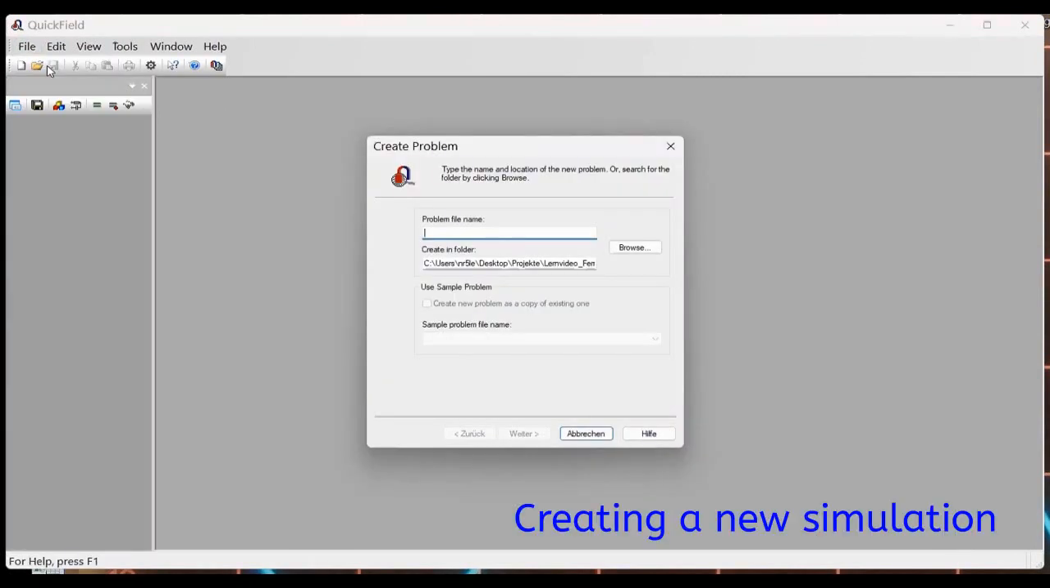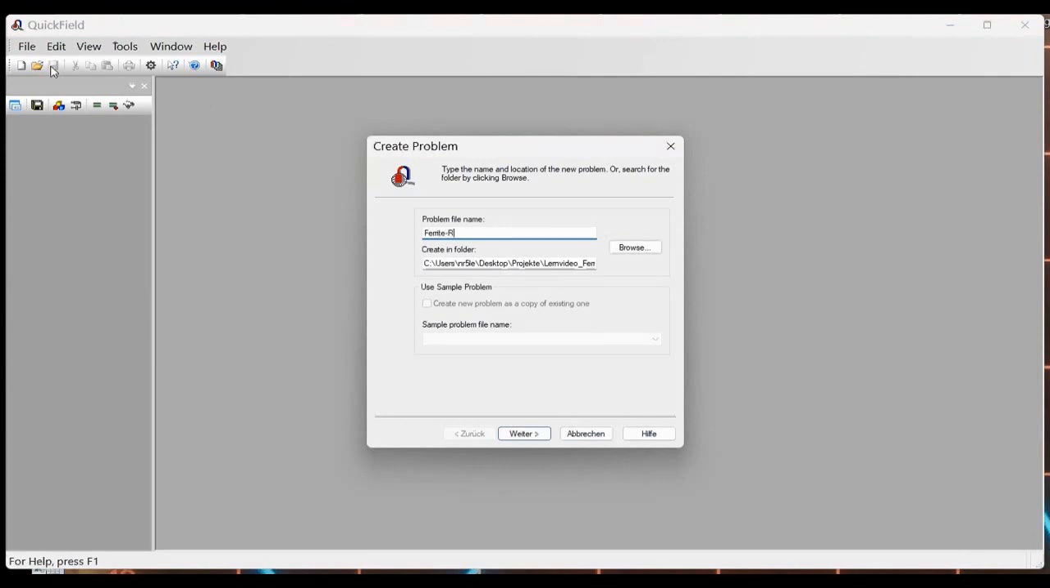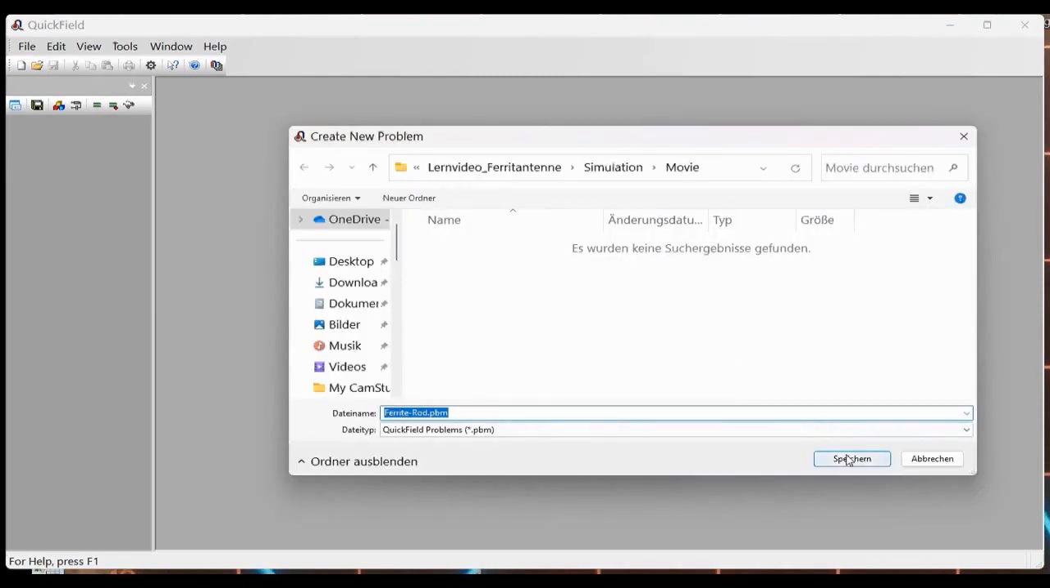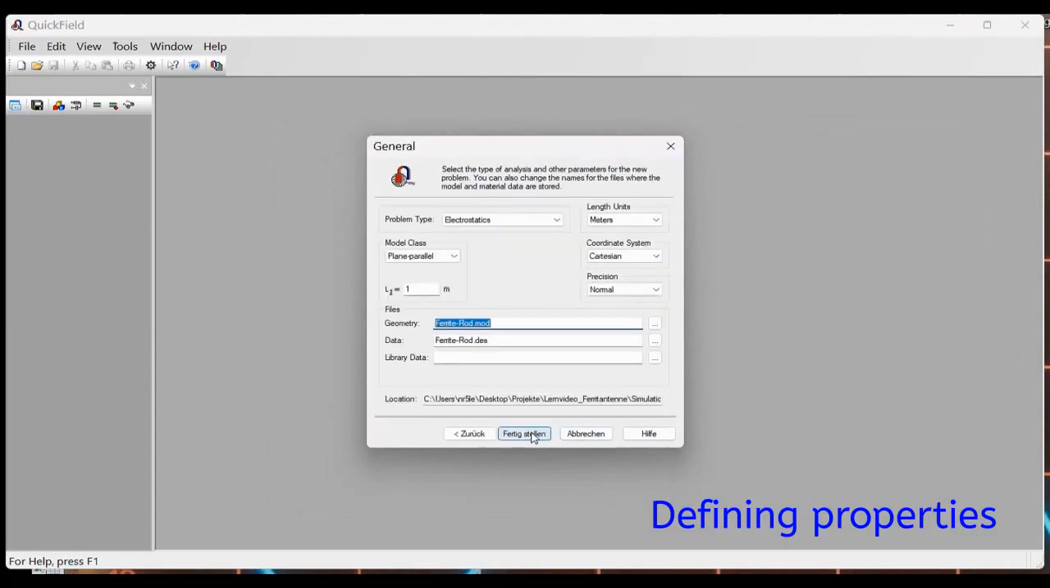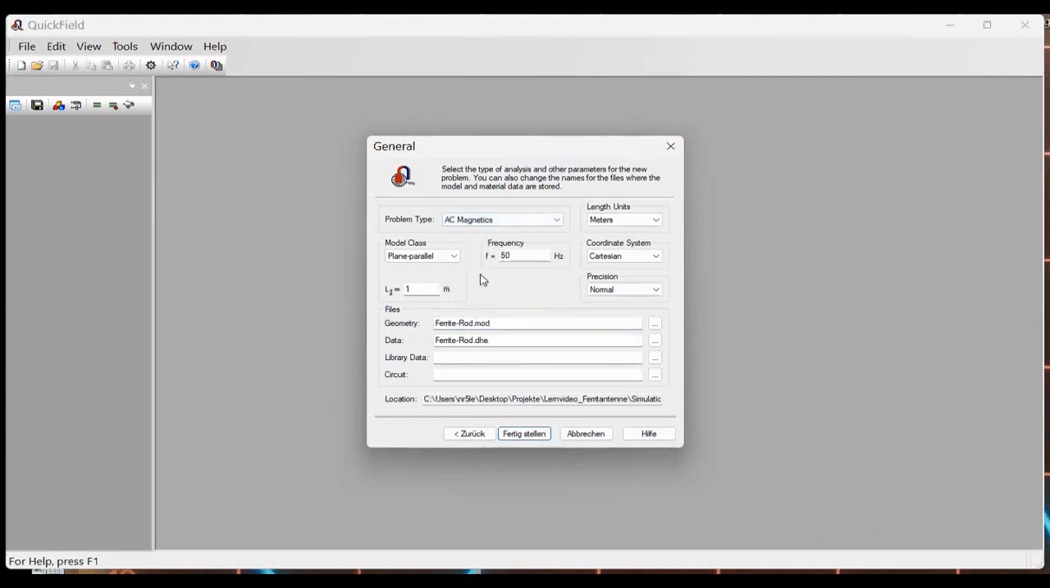So let's start with a simulation. After we start, we have to make some settings. At first, a file name is requested. And the problem type is AC magnetics. And it's axisymmetric. The unit is millimeters. And the accuracy is high.